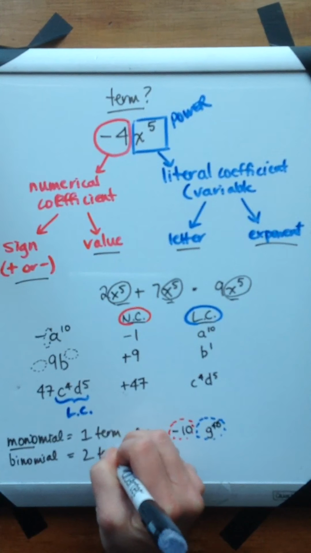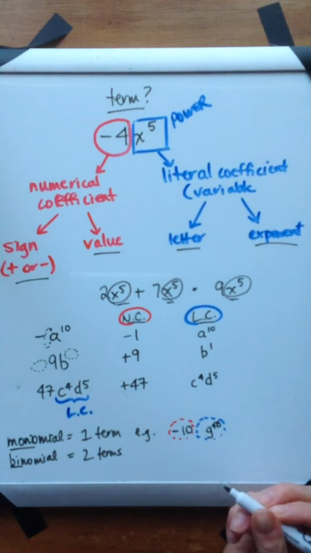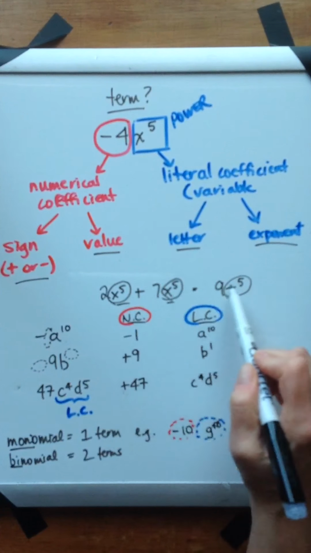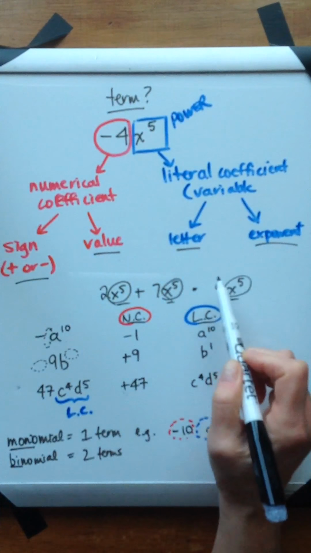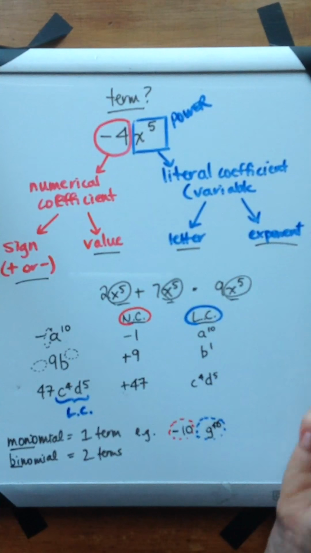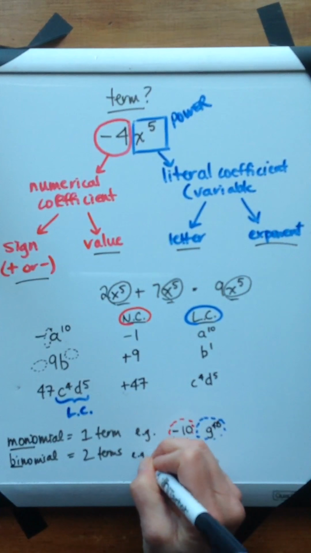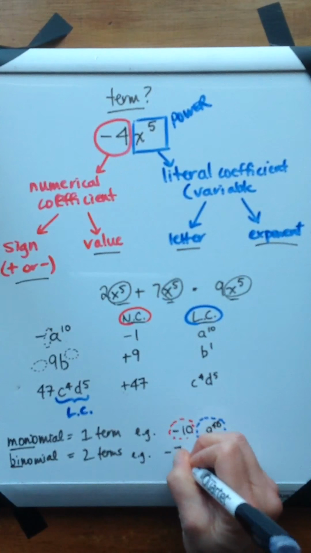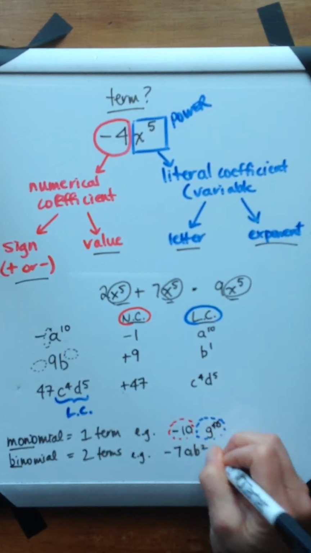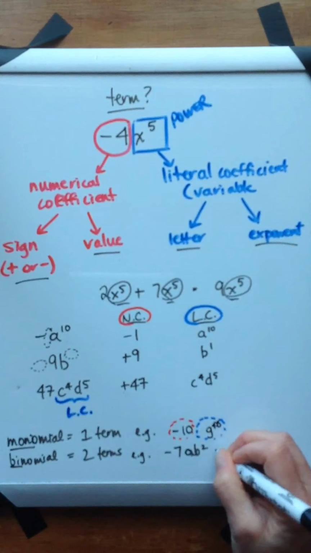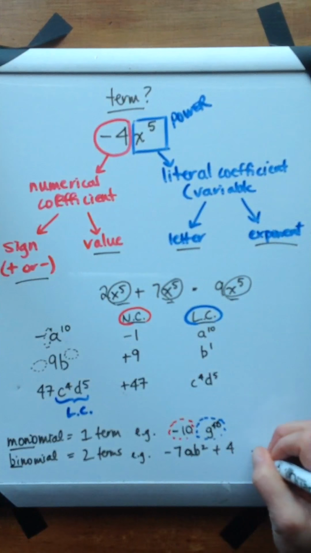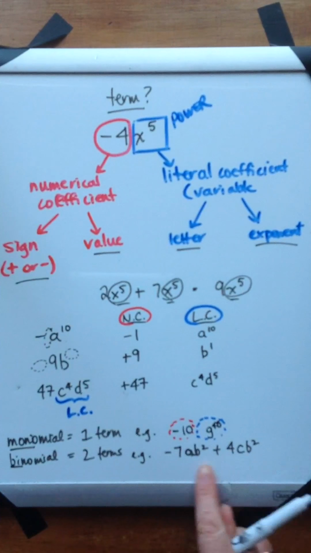So in order for us to have a collection of two terms, we have to make sure that their literal parts are different. If they're the same, then it would not be considered a binomial because they can be simplified into a single monomial. So let's include a negative example and a positive example. Let's maybe do negative 7ab squared, and then plus 4cb squared. And you might say, well, aren't those the same?